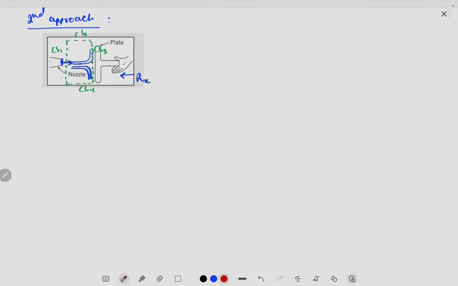Now again you can say that there is a P atmosphere acting here, here, here and here, and again because of the symmetry, the force on this part and the force on this part would cancel out.